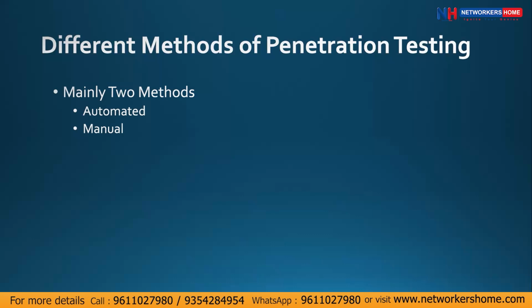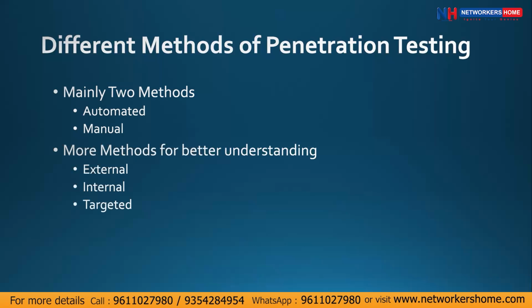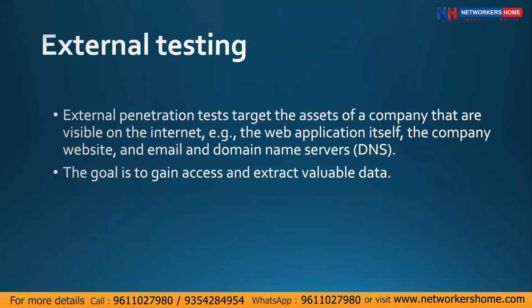Okay. For better understanding, here we have another three methods: external, internal, and targeted. External and internal are not that complex, the meaning is in the name itself. So let's understand briefly. What is external testing? External pen testing targets the assets of the company that are visible on the internet, like the web application itself, the company websites, email, and the domain name server, DNS. The goal is to gain access and extract valuable data.